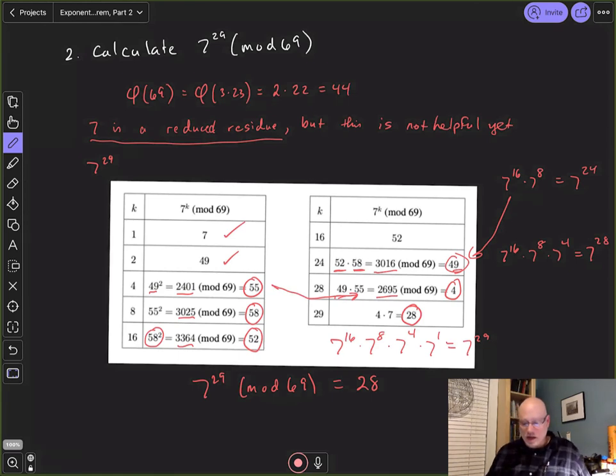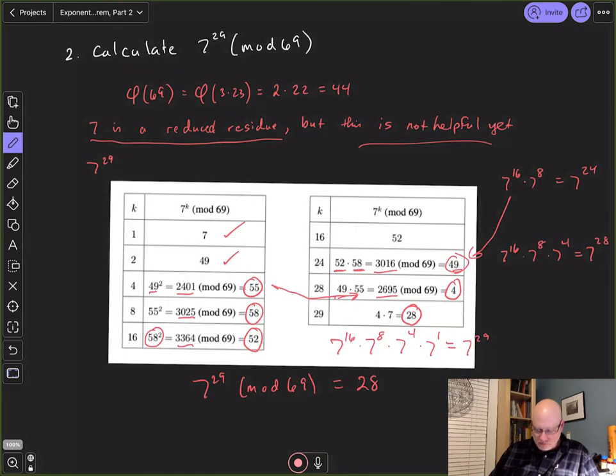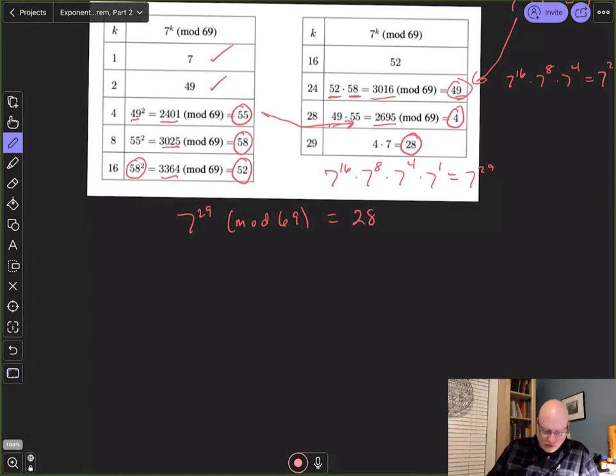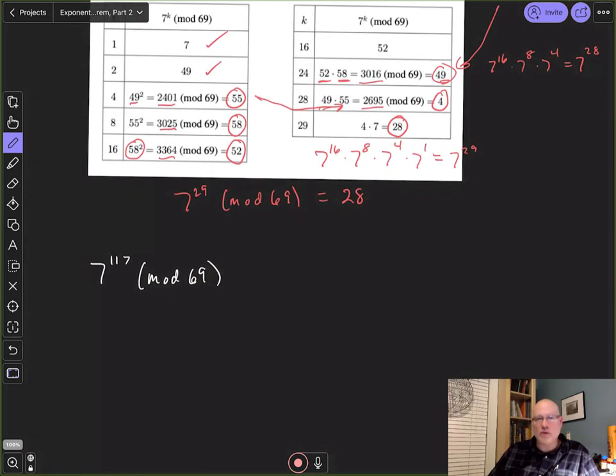So let's look at one more example. 7 to the 29th. Remember I mentioned this is not helpful yet. Well, what if instead I look at the problem 7 to the 117th mod 69? Now, the reason we couldn't use it up here is because 29 was less than 44. That is not the case with 117. It just so happens that 117 is equal to 88 plus 29.